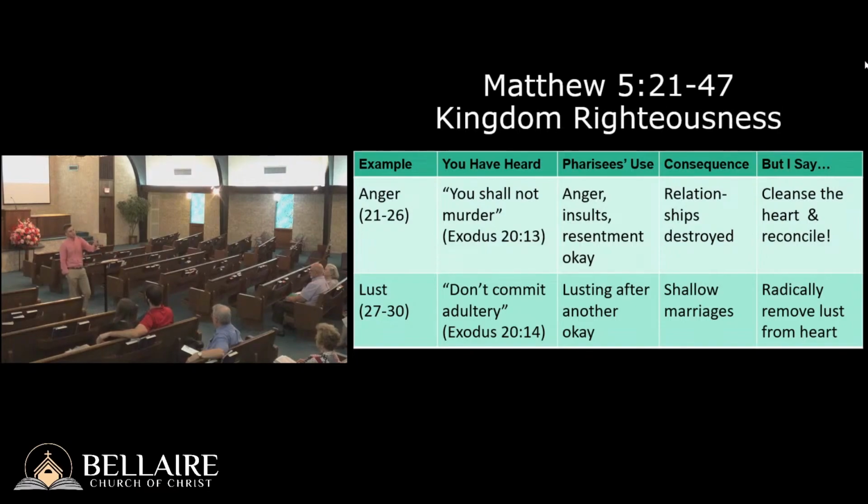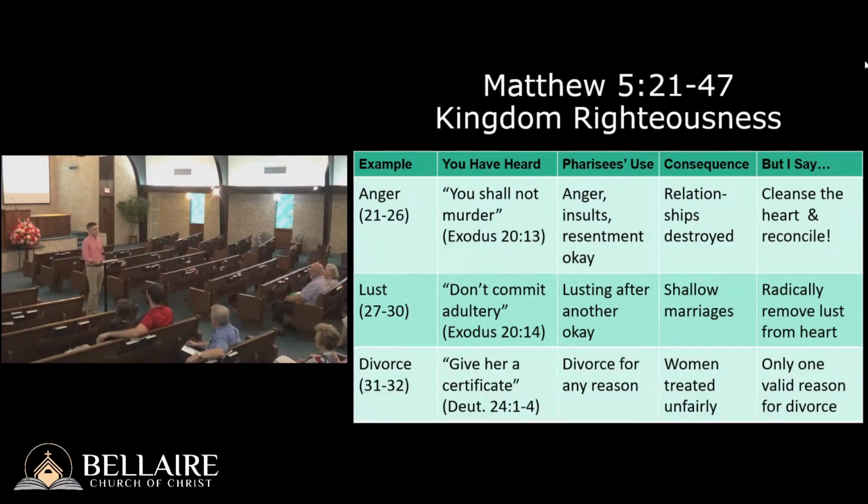Right? But the Pharisees have twisted this, and what's the result? What's the result of a world where maybe there's not adultery, but men are desiring each other's wives? Well, it's a pretty shallow marriage of distrust and really betrayal from the heart. So what does Jesus say? Get into your heart and radically remove, whatever it takes, remove what needs to be removed in order to avoid the sin of lust. Okay.